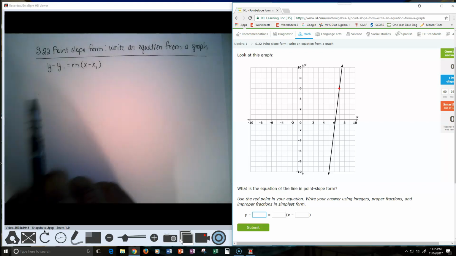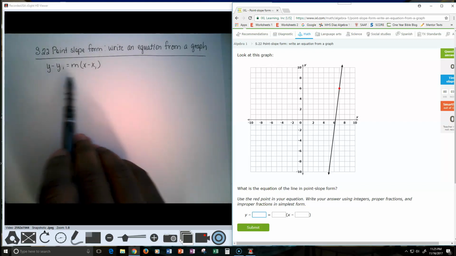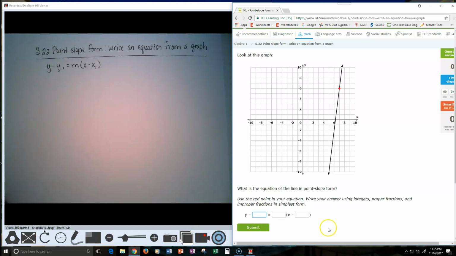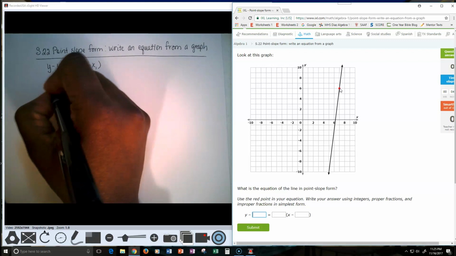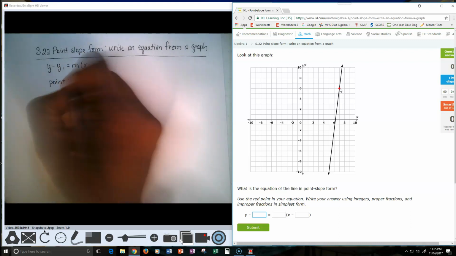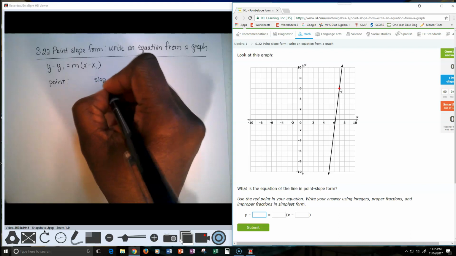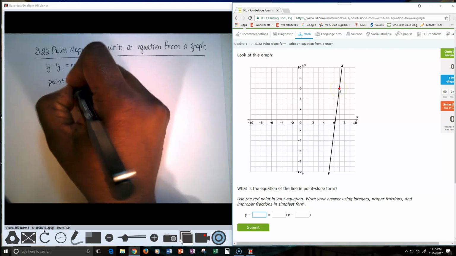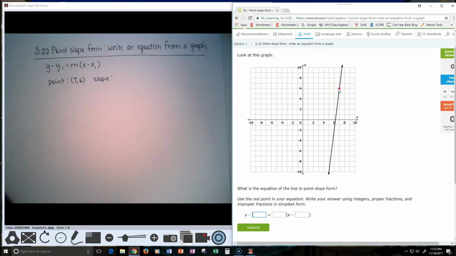So I've gone ahead and written out point-slope form. And all we're going to do first, before we even look at these boxes down here, is see if we can write it ourselves. So here's the red dot that we're using, and we have to figure out what that point is, and then we have to figure out our slope, and then we can write our equation. So the point is, let's see, 7, 6. And now let's look at the slope.